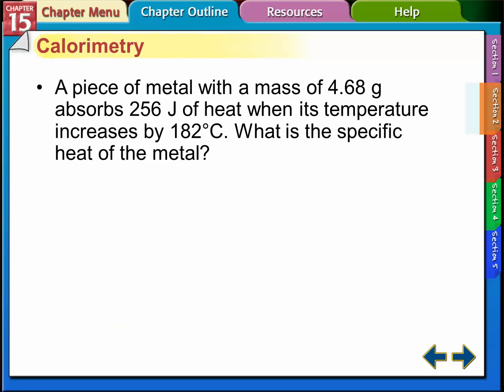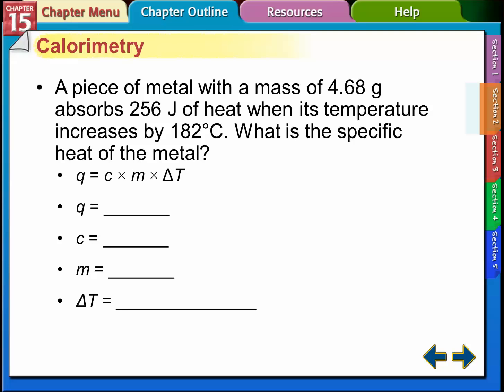Okay, so a little practice problem. We did one similar to this in the last section. But these calorimetry problems always use Q equals C m delta T. So as usual, we need to pick out from the problem a piece of metal with a mass of, so the mass, that's our grams, right? The 4.86 is going to go here. Absorbs 256 J, and the J is joules, so that's our Q, when the temperature is increased by 182 degrees.